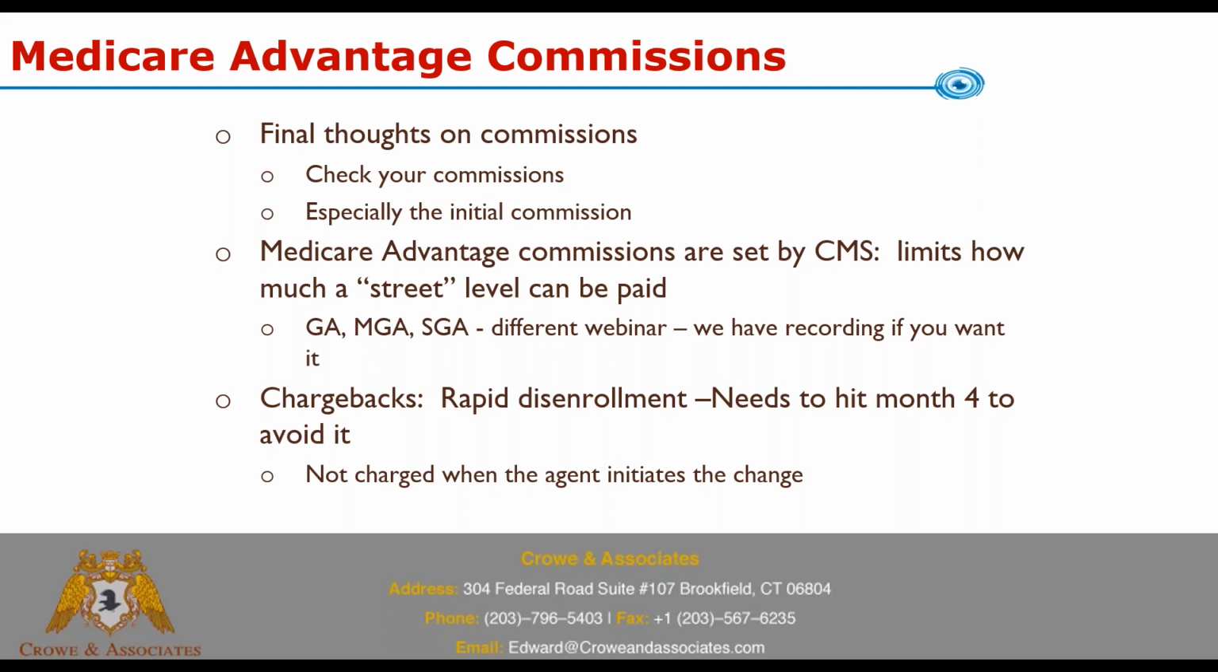So if you put somebody on the books and after 3 months they've canceled, you're going to get charged back the whole amount. If they make it into month 4 and cancel at the end of the 4th month, you're still going to get charged back, but you're going to get a prorated chargeback, so you'll keep 4/10 of the commission. And you're not rapid disenrolled or charged back when you initiate the plan change as the agent.